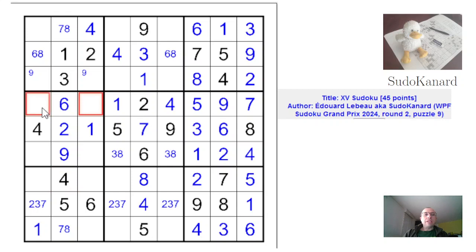This row needs 3 and 8. Both options look possible at this point. This row needs 7 and 5. The same is true here. So what do we need? This row still needs 1, 3, 6, and 9. 6 is not here. 1 is not here. So 1 and 6 are here. And those are 3 and 9.